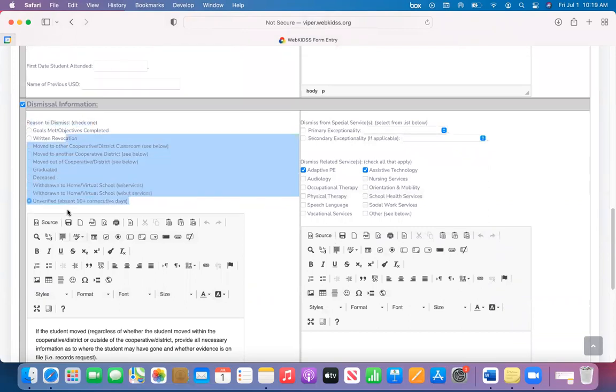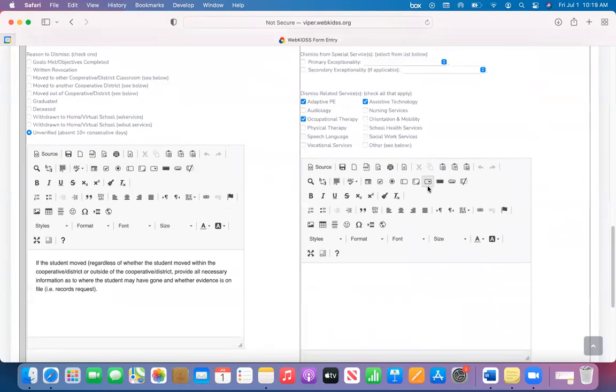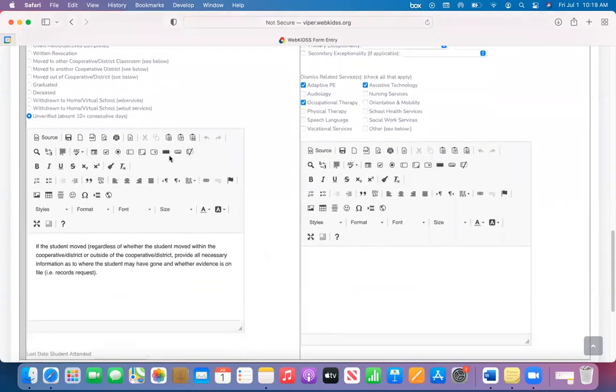What are the reasons for dismissal? What is the reason or secondary, primary exceptionality related service they're being dismissed from? And then I think the only thing different on this side, it's got the unverified, and not everyone's familiar with that, but that's for those kiddos they've been gone 10 or more days. You don't know where they are. As the MIS person, they're going to want to know that student has or hasn't shown up so they can do some follow-up. So that's a good way to communicate that with providers.